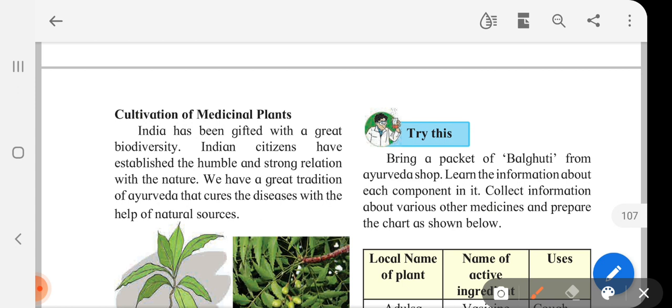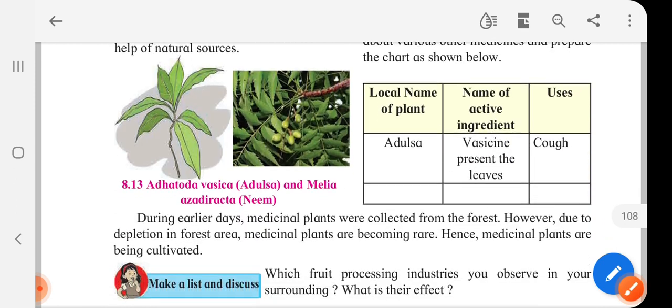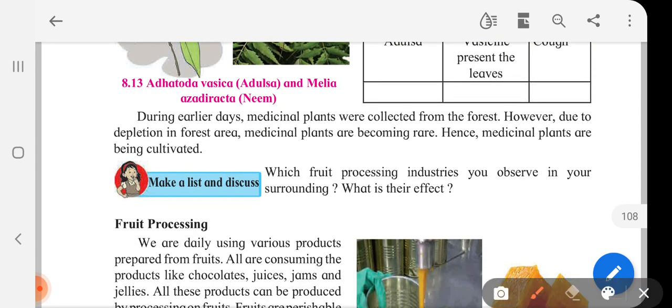Cultivation of medicinal plants. India has been gifted with a great variety of biodiversity. Indian citizens have established a humble and strong relation with nature. We have a great tradition of Ayurveda that cures diseases with the help of natural resources. During earlier days, medicinal plants were collected from the forest. However, due to depletion of forest area, medicinal plants are becoming rare. Hence, medicinal plants are being cultivated.